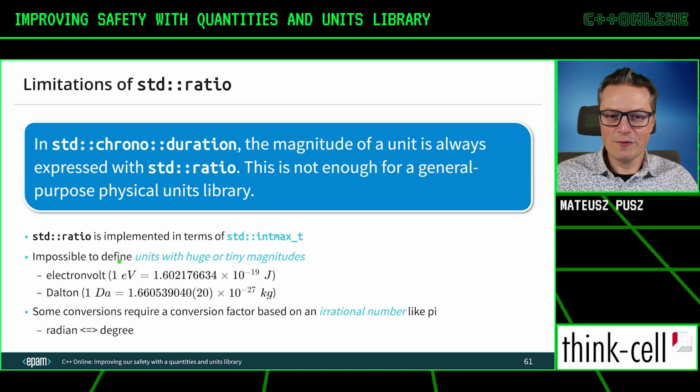And it's impossible to define units with huge or tiny magnitudes using std ratio. Like electron volt has a really tiny, and Dalton an even smaller ratio, which is not possible to be expressed with std ratio. Also, some conversions, for example, radian to degree, require an irrational number like pi, and you cannot express pi with std ratio. That's why we had to use something different, something else. And this basically improves how we do unit conversions in our library.